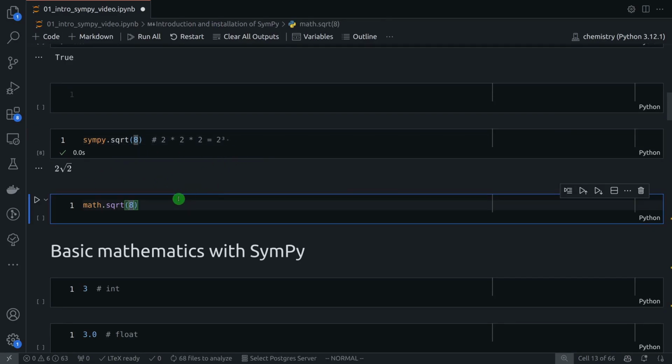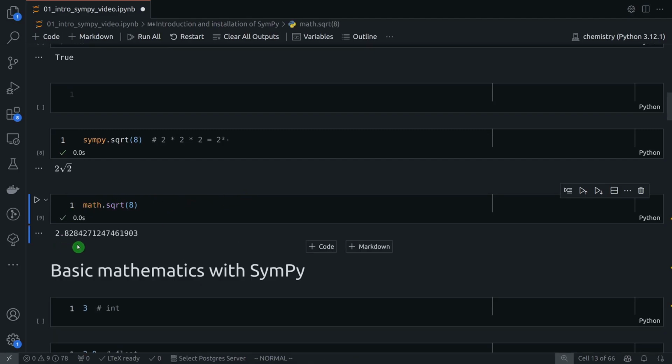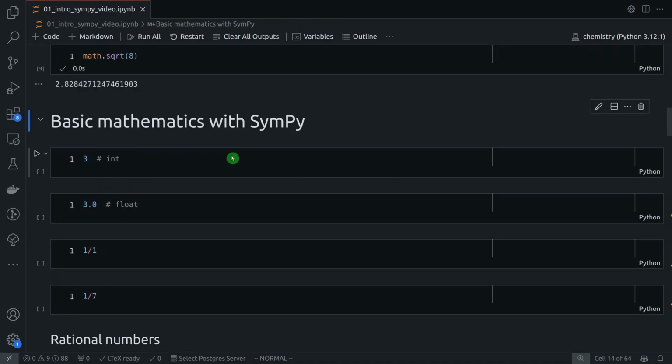And just for the sake of comparison, we have here the square root of 8 using the math package, and we have here just an approximation. This is the approximated value of this exact representation. Now let's go deeper into math with SymPy, basic mathematics with SymPy.